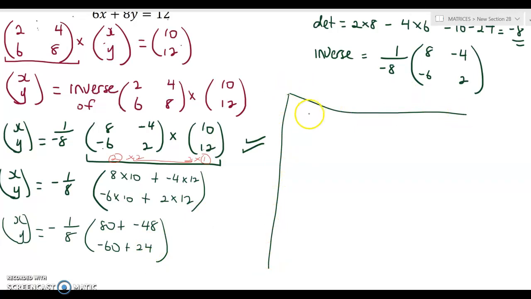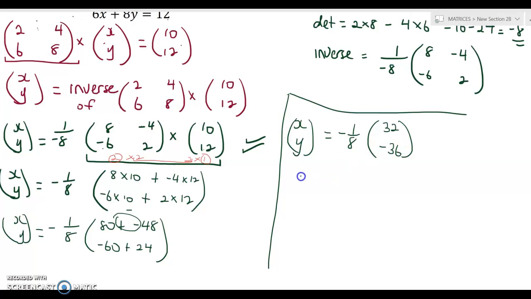So now let's come across here. x y is equal to minus 1/8, and then just work out what this piece is. Remember the plus and minus that we have here. 80 plus minus 48 becomes a minus, so we're going to get 32. Then 60 plus 24, and again, you could use calculators for all of this, minus 36.